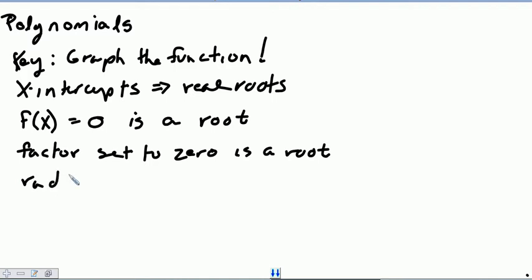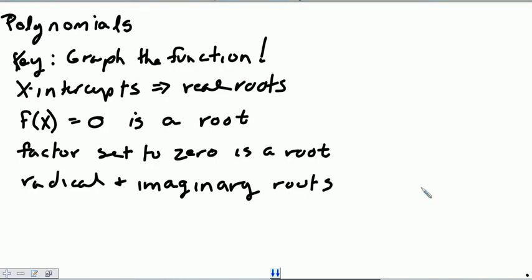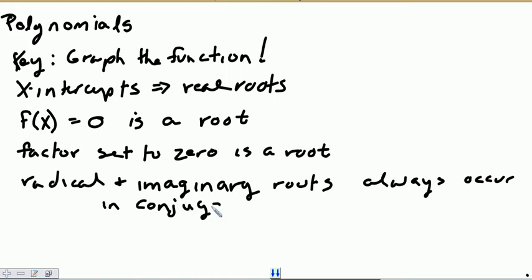Radical and imaginary roots. If you have 2i, or you have the square root of 3, radical and imaginary roots always occur in, and you got to know what the next word is, conjugate pairs. So if 2i is a root, negative 2i is a root. If 3 plus 4i is a root, 3 minus 4i is a root. If the square root of 7 is a root, negative square root of 7 is a root.